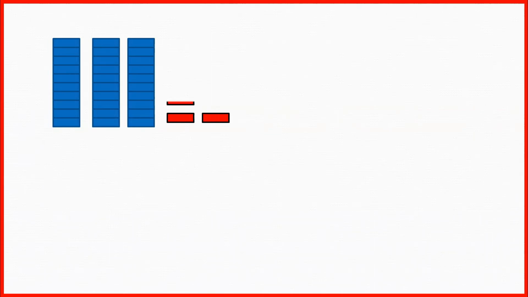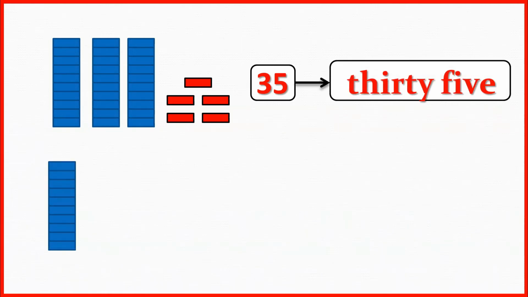Now there are 1, 2, 3, 3 stacks of 10 and 1, 2, 3, 4, 5, 5 ones. 3 tens and 5 ones makes 35. So here is 35 and the number name: T-H-I-R-T-Y, 30. F-I-V-E, 5. 35.